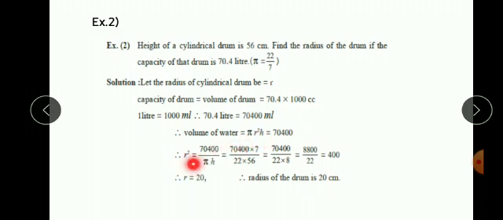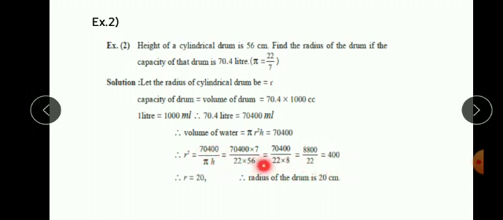So separate r square. It is equal to 70,400 upon pi into h. Now substitute the value for pi as 22 upon 7. So instead of 22 upon 7, we will write here 22 into height is 56 and upon 7 will go upward. So 70,400 into 7 upon 22 into 56. Understood this relation? Now 7 ones and 7 eights are cancel. So 70,400 upon 22 into 8. So it is equal to 8,800 upon 22, which is equal to 400.